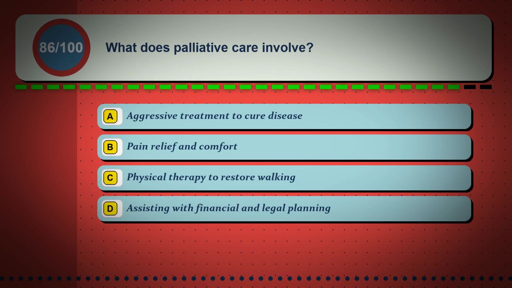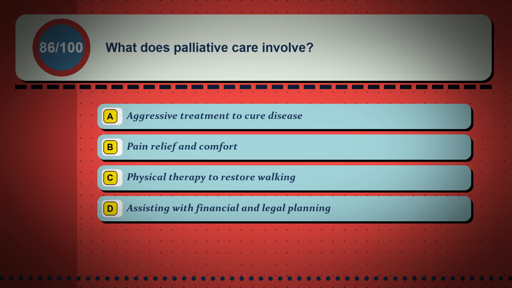Question 86. What does palliative care involve? Option A. Aggressive treatment to cure disease. Option B. Pain relief and comfort. Option C. Physical therapy to restore walking. Option D. Assisting with financial and legal planning.